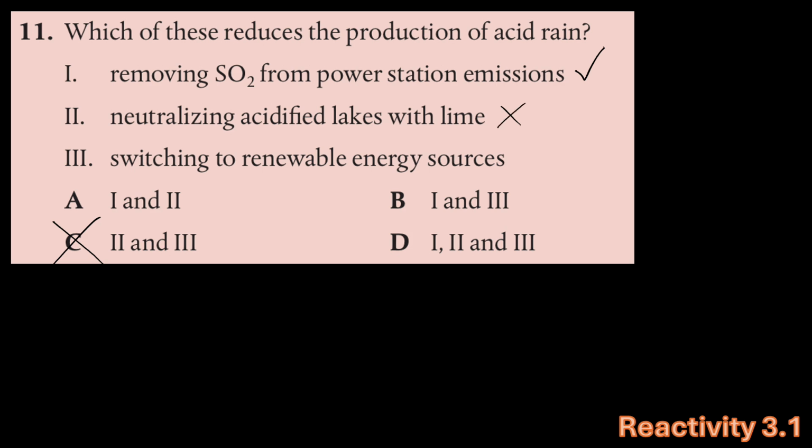And then 3, switching to renewable energy sources. That's definitely going to reduce the production of acid rain because renewable energy produces little to no sulfur dioxide, which is going to reduce production of acid rain. So 3 is also correct. So your answer would be B.